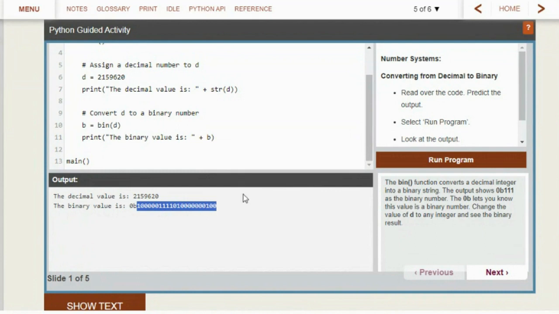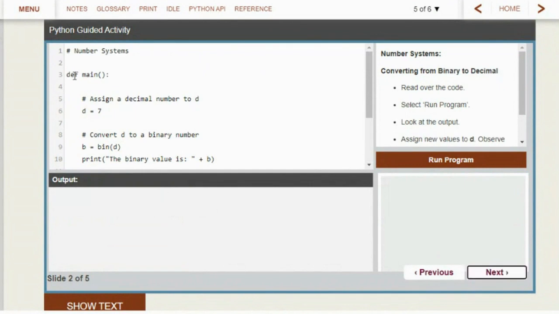1000011110100000000000000. So that's 2,159,620 in binary. Starts to be some real calculations. We're not used to thinking in binary, but this is the way the computer calculated it before it printed it in decimal, because computers do everything in binary. All right, let's look at the next sample program here.